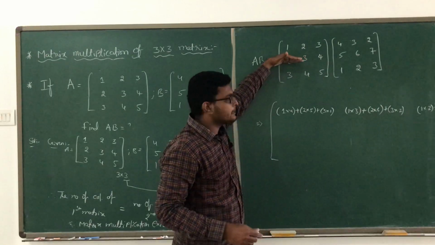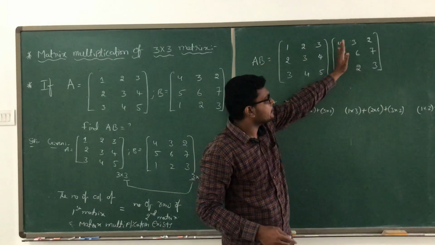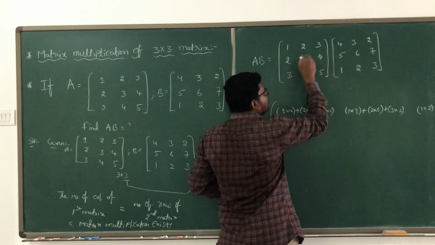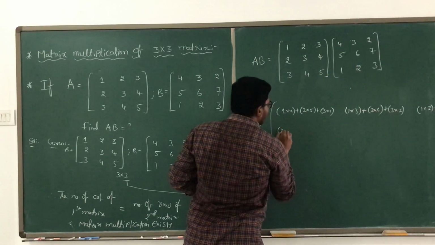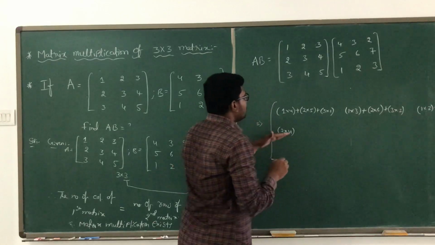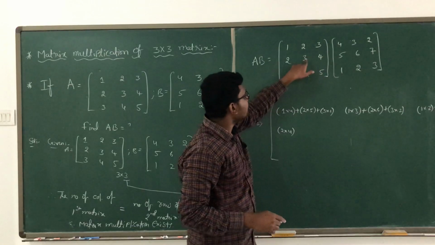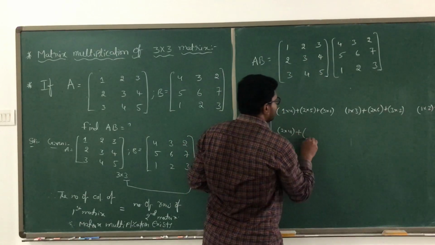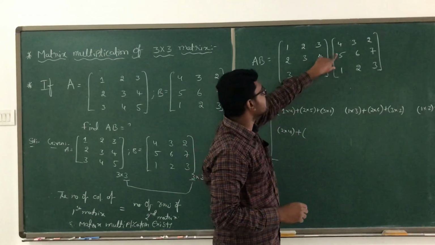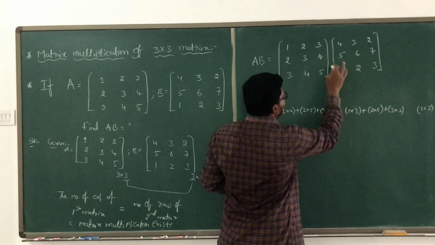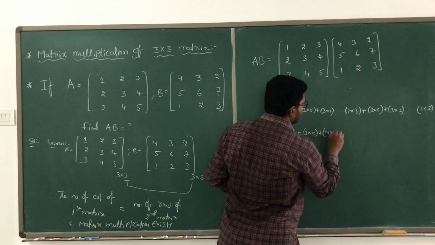Second row, same procedure. Second row with the first column. What are you going to get? Do matrix multiplication, 2 into 4. As we are moving to the second row, here also move to the second row. Therefore, what will you get? 2 into 4 plus the product of the second two elements, 3 into 5, plus 4 into 1. Clear?